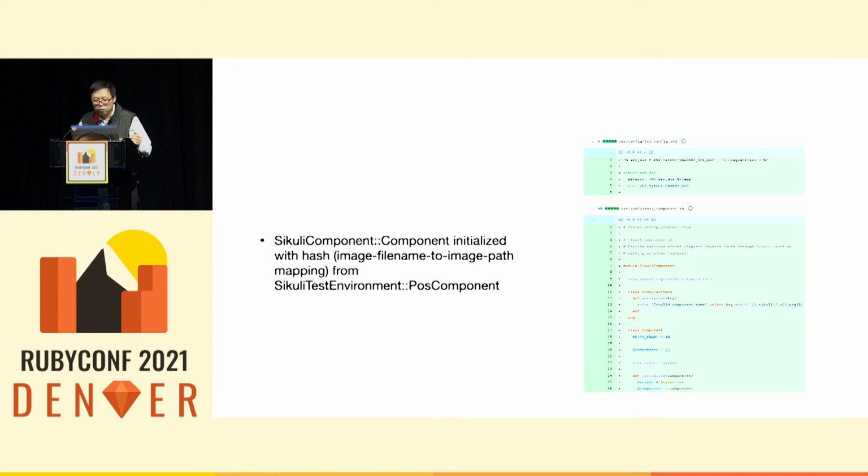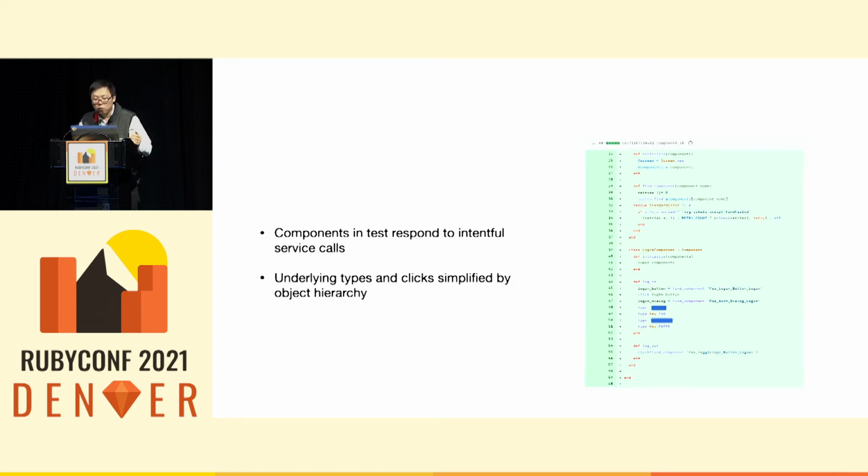We also see a new module, Sakuli component, which itself has a component class, and this accepts the hash from Sakuli test environment: POS component. We're logging in now. Since we automated the mapping between image name and image path, the key is now the same as an XPath in Selenium, and we're navigating a quote-unquote DOM tree, except instead of a web page, it's the desktop. And we assert the image, the UI component, is present somewhere on it.